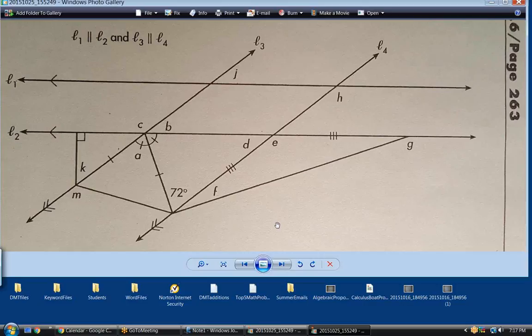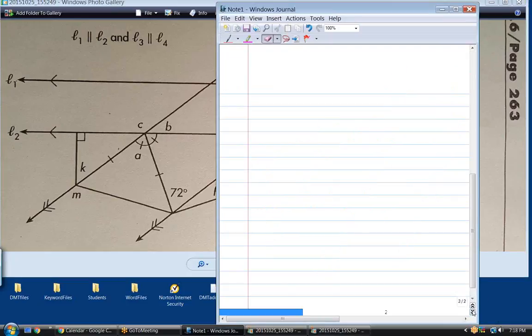What is angle A equal to? Angle A is the same as the other angle with the 72 degrees. Okay, what else? You're right, angle A is the same as that because of the markings. But we have a parallel line L3 with a parallel line L4, and this thing is the transversal. What does that mean? Let me see if I can draw just that part of it.